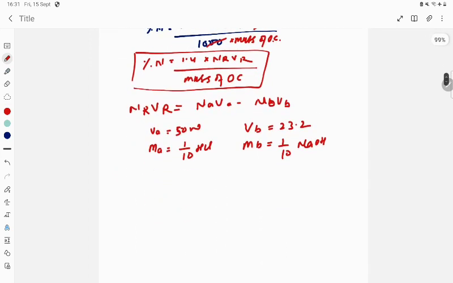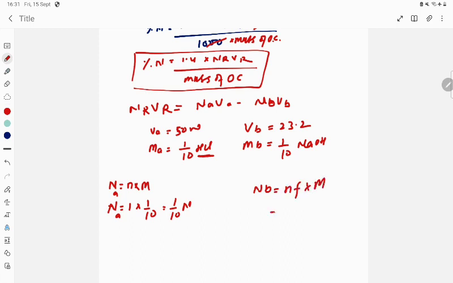Now here, even if we are talking about normality, it is N factor into molarity. For the HCl, N factor is 1, student. So normality NA will come N factor 1 into 1 by 10, so it will automatically be 1 by 10 normal. Here is NB, the same formula, N factor into molarity. N factor is 1 and molarity is 1 by 10, so it is again 1 by 10.